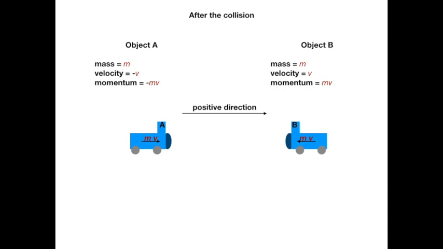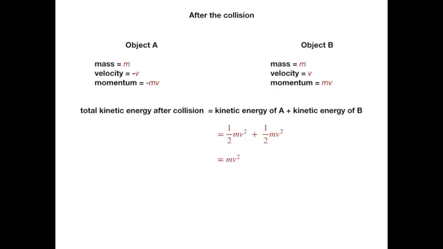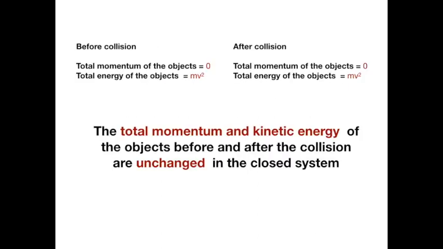After the collision, the object bounces back, so the velocity is reversed. The total momentum after the collision of the object will also be 0. The total kinetic energy after the collision is mv square. In this example, the total momentum before and after the collision is 0. The kinetic energy before and after the collision is mv square.